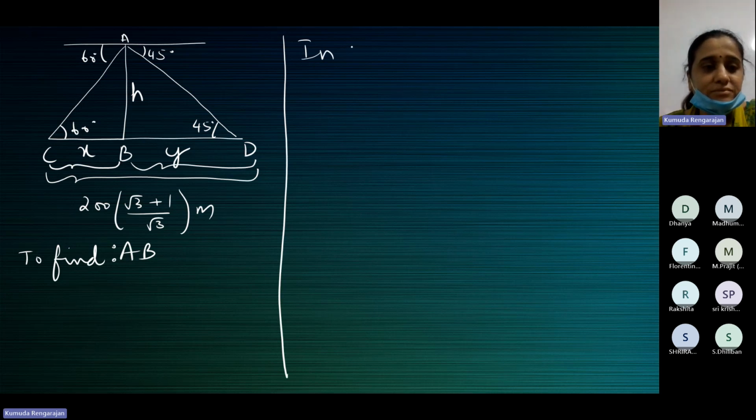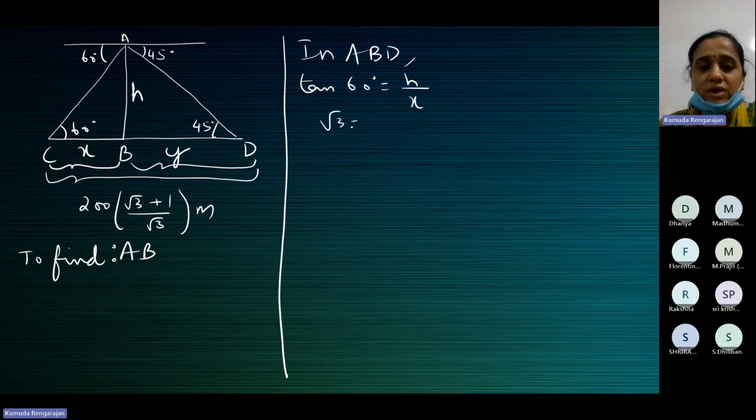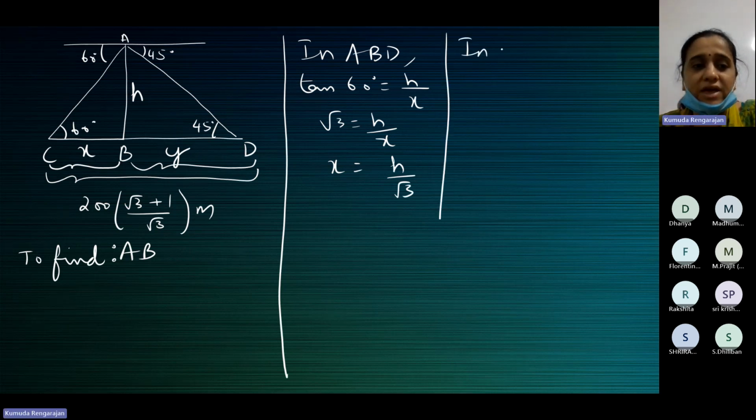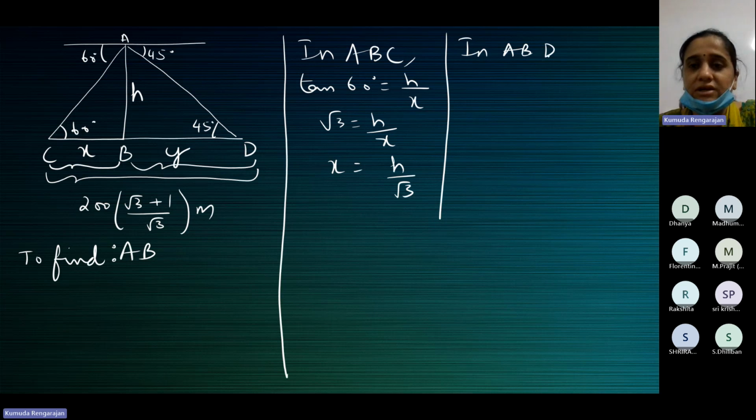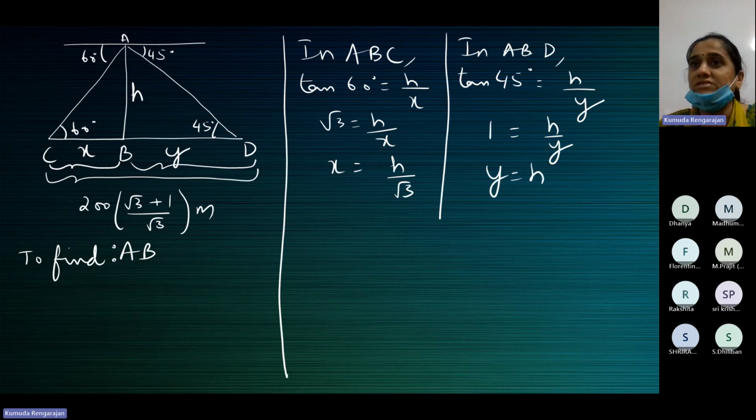So in right triangle ABC, tan 60 is equal to opposite H by adjacent X. So √3 is equal to H by X. We want X is equal to H by √3. In the other right triangle, triangle ABD, tan 45 is equal to opposite H by adjacent Y. Okay, so 1 is equal to H by Y. So Y is equal to H.